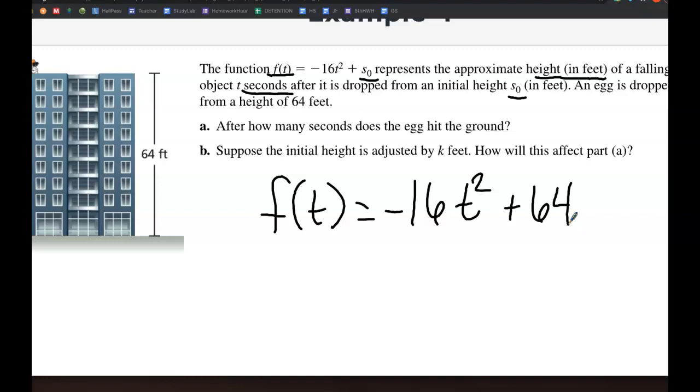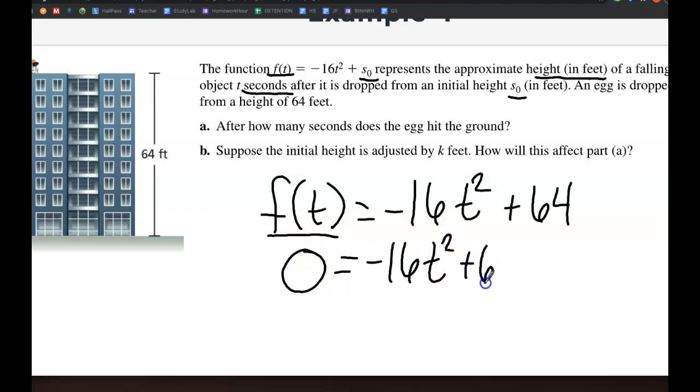So essentially we said f of t was the height. What does f of t have to be when an egg hits the ground? Zero, right? Because it's not off the ground. So 0 equals negative 16t squared plus 64. What would you do to solve for t? Minus 64, and then you're going to divide by negative 16.